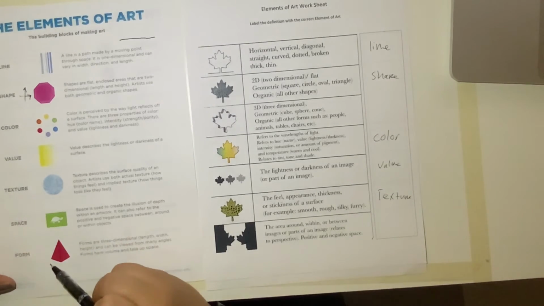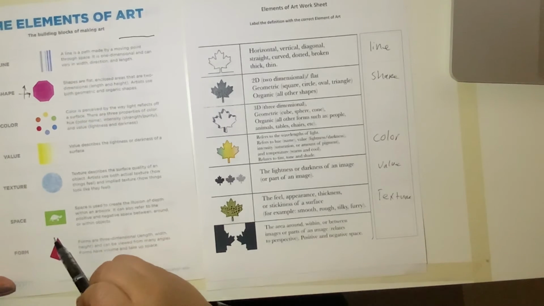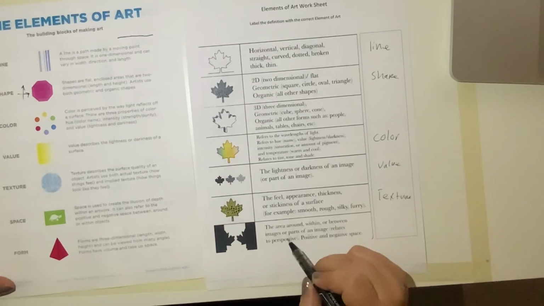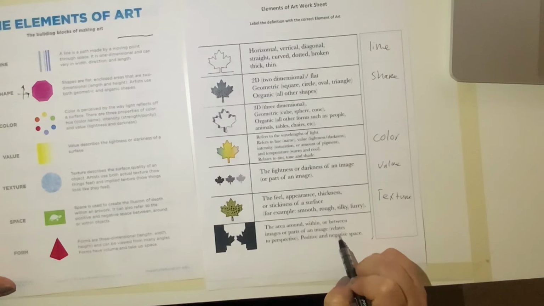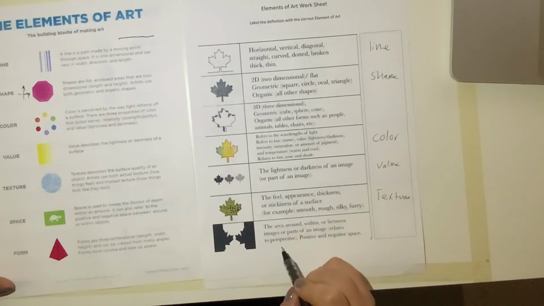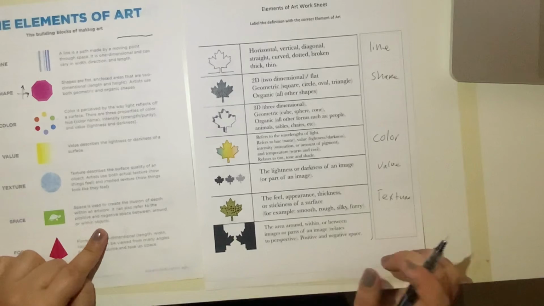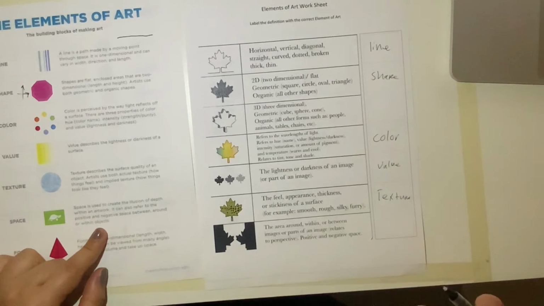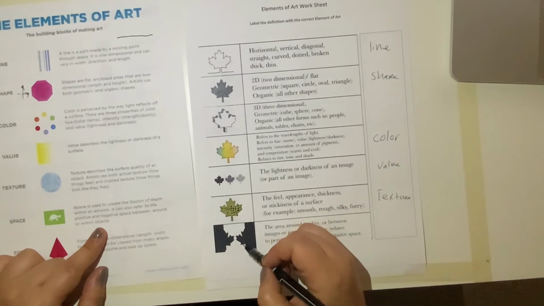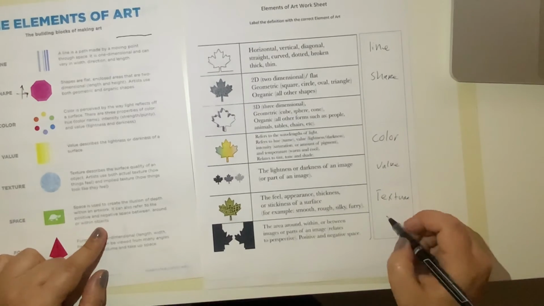So let's see if we can find somewhere where we have the object and the background. So this one talks about here, the area around, within, or between images or parts of an image, positive and negative space that relates to perspective. So you have a similar definition. We also talked about this when we made our vase faces last year. We cut out the faces and it made the negative space, like the dark space, made a face, and the internal image made a face when we made them last year. So this would be space here.